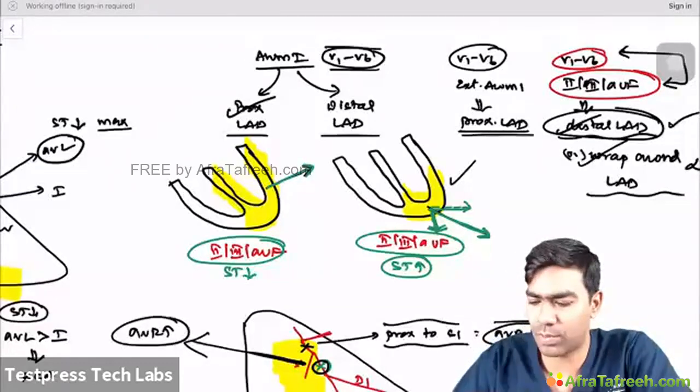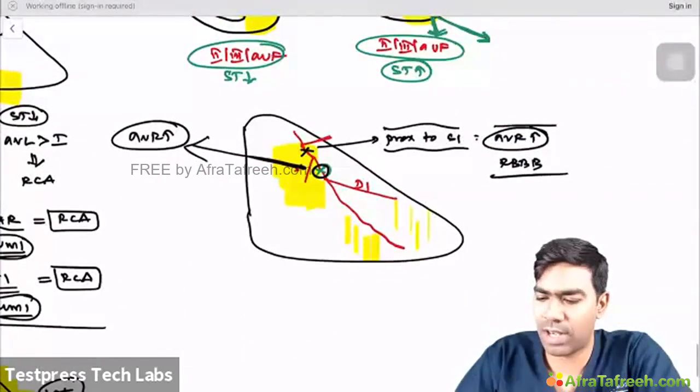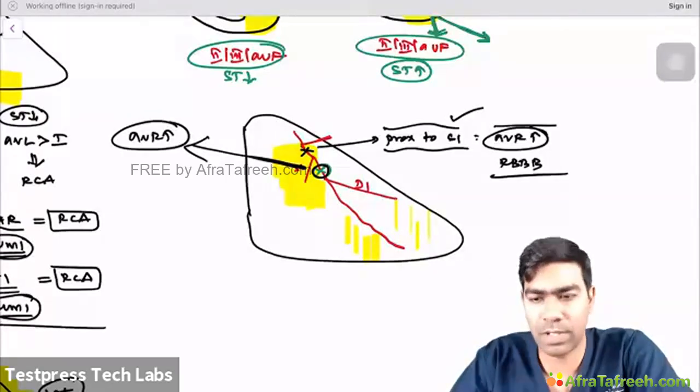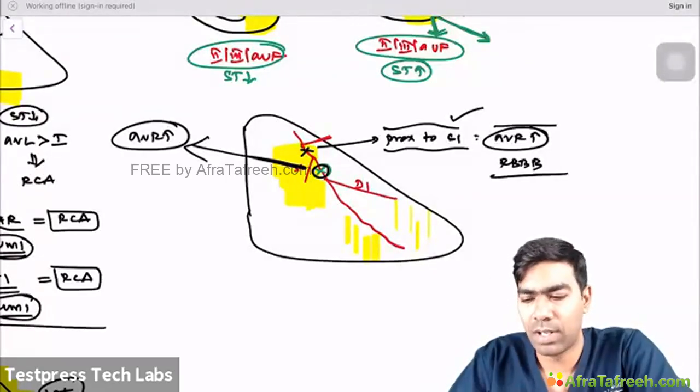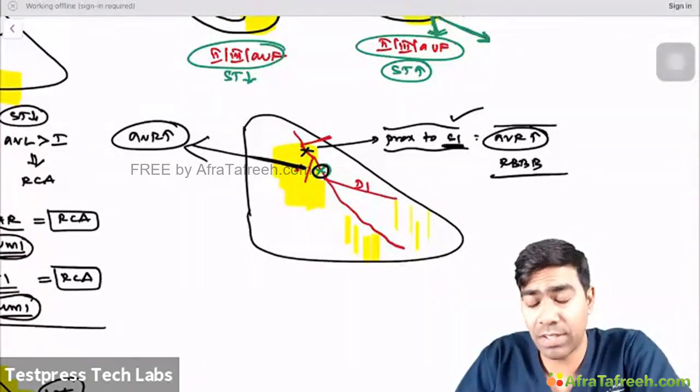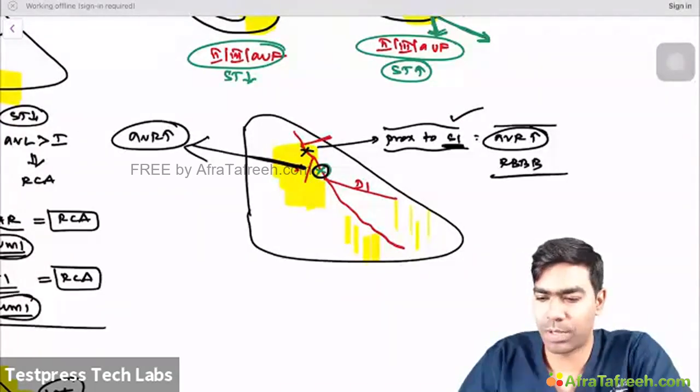So proximal to S1, how will you find out? If you have aVR elevation and right bundle branch block, that's a sure shot sign that this patient has a very proximal, very severe disease. It's proximal LAD involvement, proximal to the S1 branch. That's a more severe kind of myocardial infarction, to be precise.